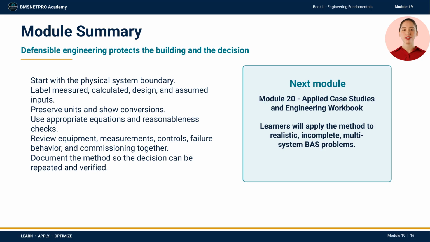To summarize, defensible engineering starts with the physical system boundary. It labels inputs, preserves units, uses appropriate equations, and checks results against reality. Design review connects equipment, measurements, controls, failure behavior, and commissioning evidence. The strongest BAS professionals do not just produce numbers. They produce decisions that can be understood, repeated, and verified. In the next module, learners will apply this method to a set of realistic case studies and an engineering workbook.